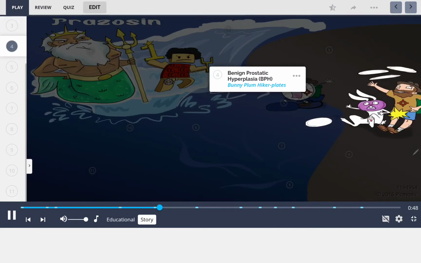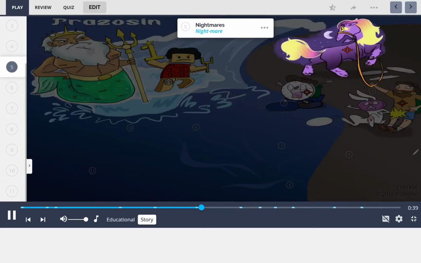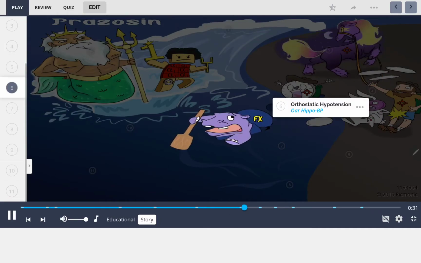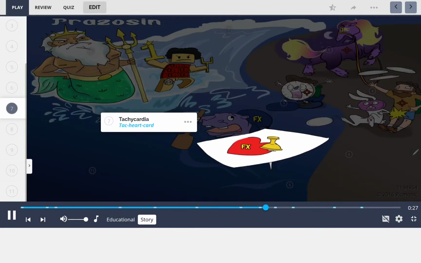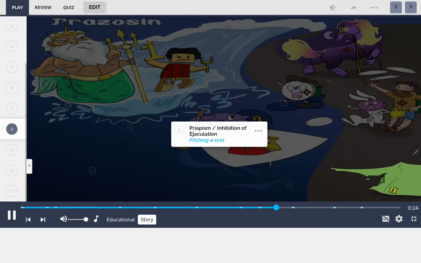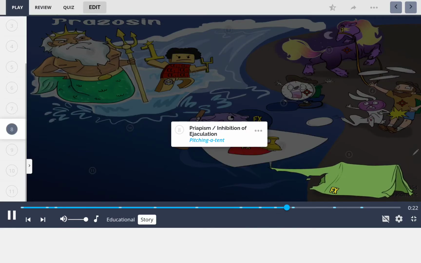As the waves crashed the beach again and again, it hurt local wildlife too, like Bunny Plum, who hit hiker plates right in the gonads. They tried to get away from Poseidon's fury on a nightmare, but they couldn't escape from the destruction. The effects of Poseidon's tsunami also hurt other water creatures, like oar hippo BP, who frantically tried to row away, but something was caught on his tack-heart card boat. It was a pitched tent from a camper on the beach.